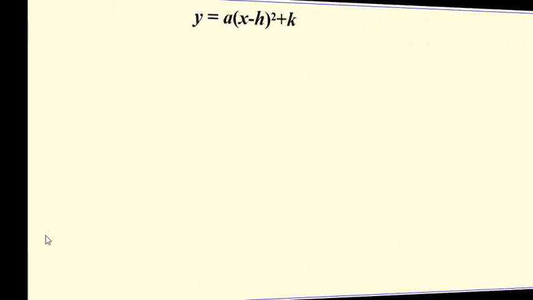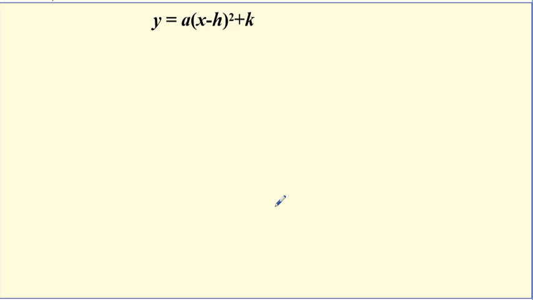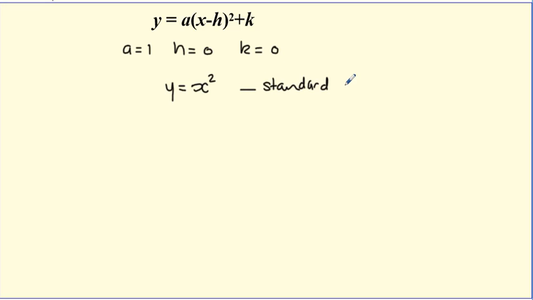So we look at this function as follows. Note that the simplest version of this function is when a equals 1, h equals 0, and k equals 0. In that case, we can all see that what we get is x squared. That is, if you substitute a equals 1 and h equals 0, we're only left with x squared plus 0, which is x squared, which we're simply going to call our standard quadratic function.